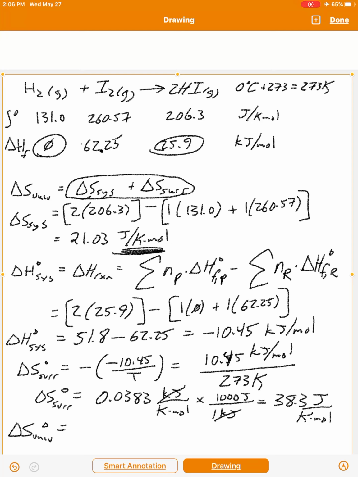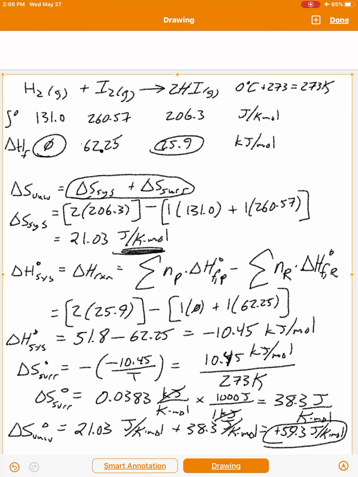System plus surroundings. The system change was 21.03 joules per k-mole. The surroundings is 38.3 joules per k-mole. If you add those together, you get 59.33, or 59.3 joules per k-mole. Okay, so 59.3 joules per k-mole. And there you go.